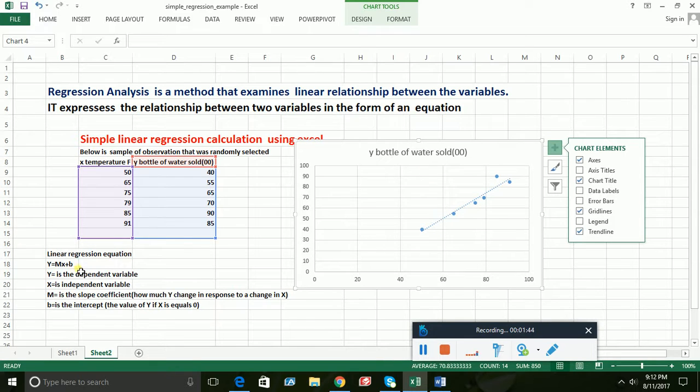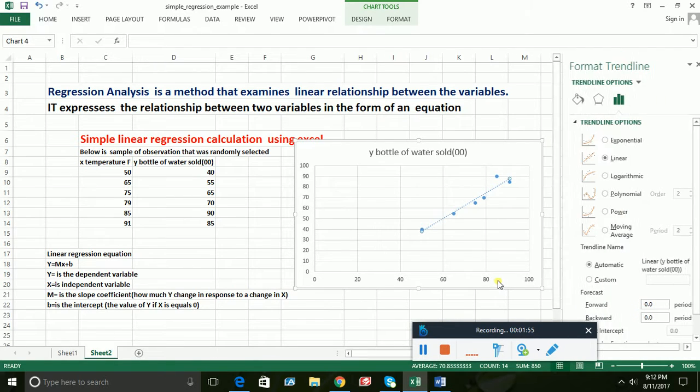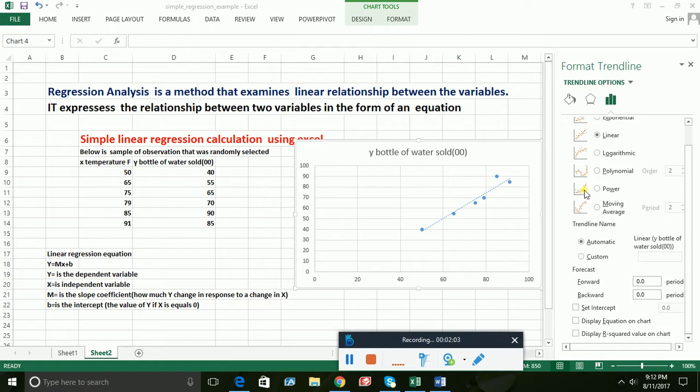To get this equation, you bring your cursor here, right click it, then go to format trend line. Then it gives you these numbers here. Down here there is a place called display equation on chart. You click that, and the equation comes over here. You can move the equation so you can see it properly.